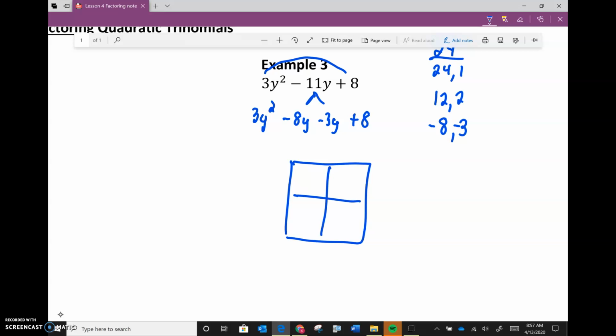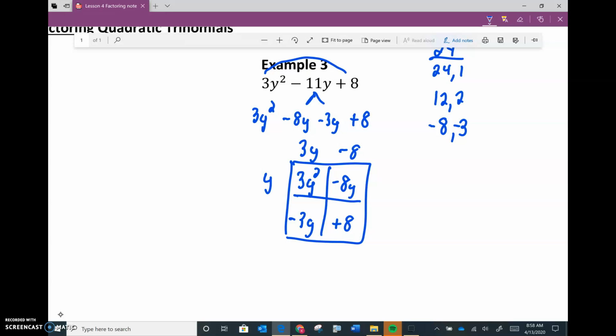We have to use the box method here for this one because a is something other than 1. So I'm going to put the first 2 terms in the top row, last 2 terms in the bottom row. Common factor of my top row here would be just a y, so if that's y, this would have to be 3y to get 3y squared. And then this would have to be negative 8 times y to get my negative 8y.